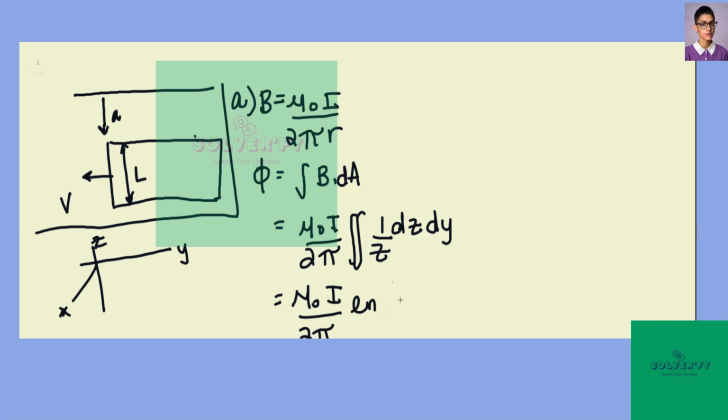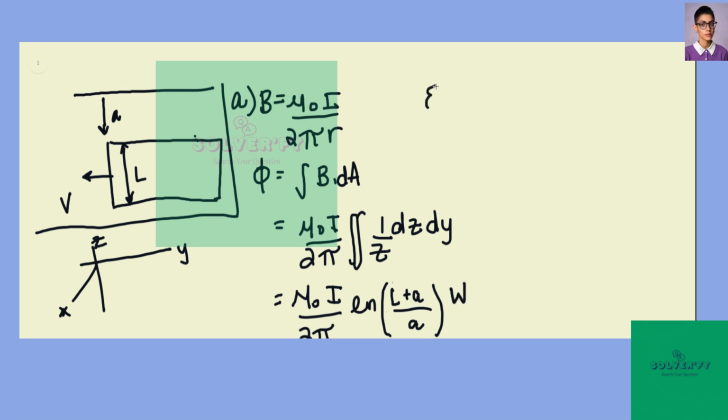Oh, okay. I realized I made a mistake, but it's not a fundamental mistake, just a little mistake. So we're evaluating this integral from a to a plus L. So it's going to be L plus a all divided by a. And then we integrate over dy. That's just going to be whatever the width is.